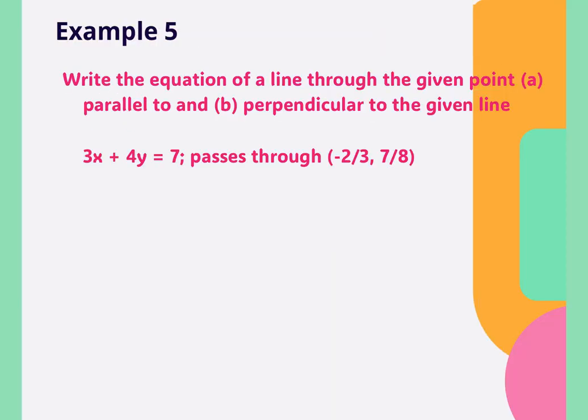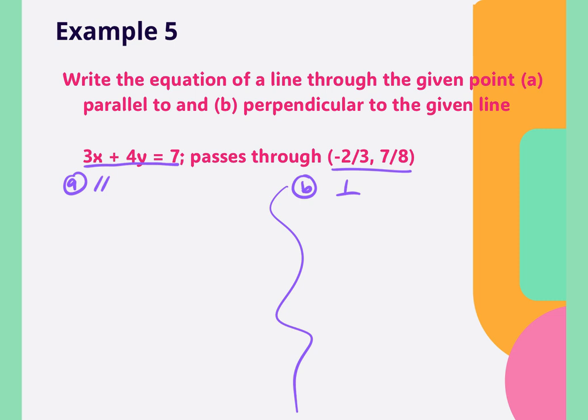All right. Last example is 5. It says write the equation of the line through the given point that is A, parallel, and B, perpendicular to the given line. So there are 2 questions built into one here. A, where the lines are parallel, and B, where the lines are perpendicular. The information given to you is the equation of an original line and the coordinate point of where this new line that they're talking about passes through.